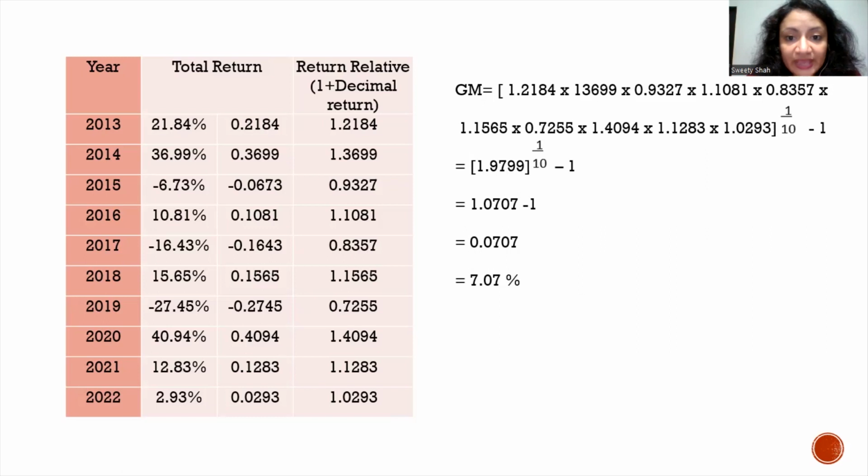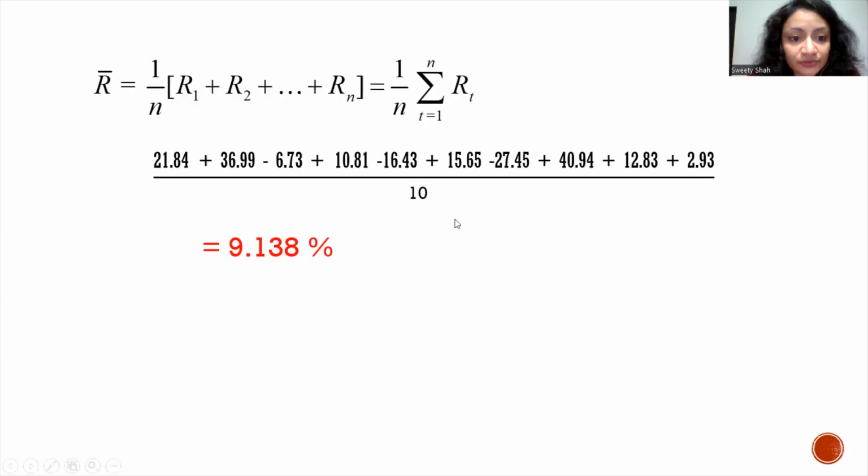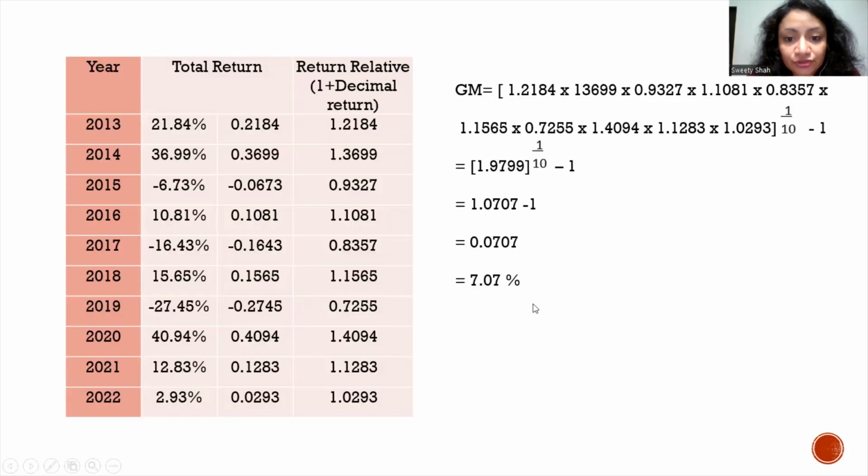The geometric mean is equal to 7.07%. So we had calculated the arithmetic mean of the same series, which was 9.14%. But here when we calculate this geometric mean, it is 7.07%.